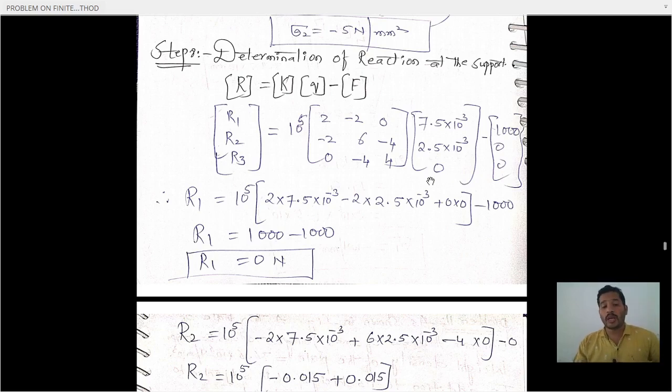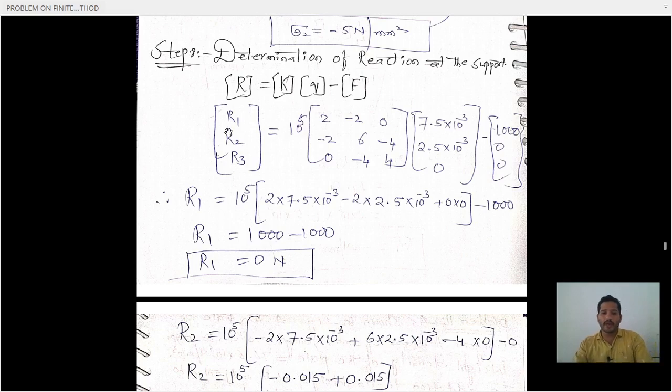Again, we need to find out the value of R1. The same concept we need to follow here. R1 is equal to 10 power of 5 as it is. Just multiply this row into this column. 2 into 7.5 into 10 power of minus 3 minus 2 into 2.5 into 10 power of minus 3 plus 0 into 0 minus 1000. So after multiplying these terms, you will get 1000 minus 1000, it will become 0.